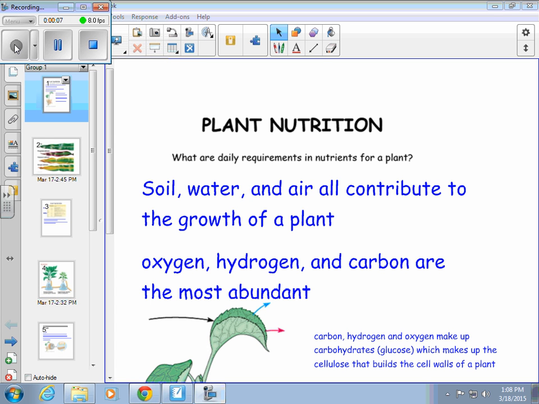The focus is on plant nutrition and what mechanisms plants use to get the daily nutrients they need in order to maintain homeostasis. We're going to start off talking about nutrients that a plant needs. Plants can get nutrients from the water, soil that they're in, and the air that surrounds them. All of those things contribute to the growth of the plant.